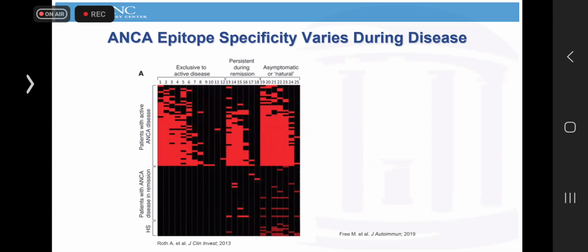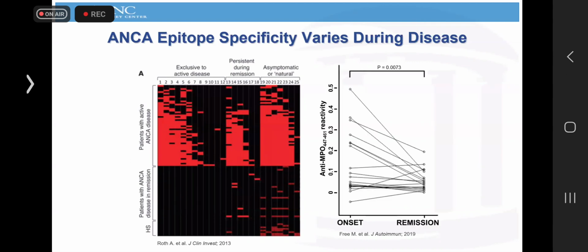What you discover, in fact, is there are epitopes that are found in patients with active disease that persist during remission, that are also common in patients who have asymptomatic or normal individuals. And in those patients who are in remission, the antibodies to very specific proteins, parts of the myeloperoxidase molecule, go away. It turns out that there's one part of this molecule of myeloperoxidase that seems to be very much more prevalent in active disease than in remission.